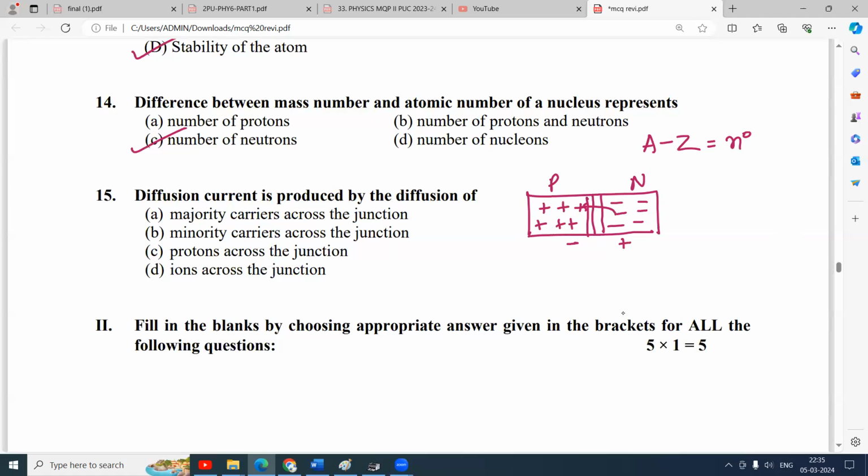So this diffusion of electrons and holes, that is majority carriers. Electrons here, majority carriers move here. Holes here, majority carriers move to this side. So that is the motion of the majority carriers. Diffusion current is because of the majority carrier motion across the junction. Whereas drift current is because of minority carriers. So diffusion is because of majority. Drift current is because of minority carriers on both the sides.